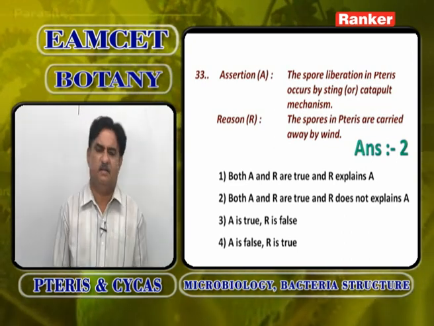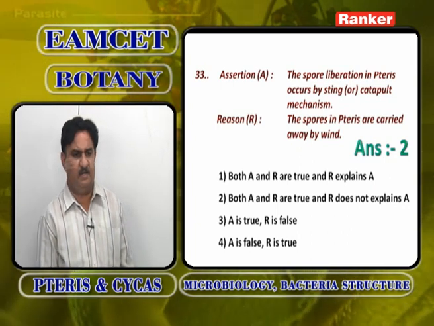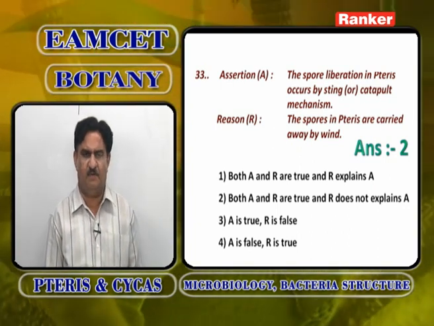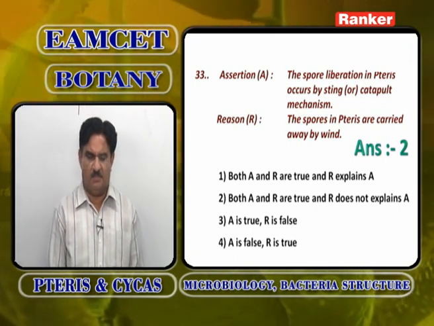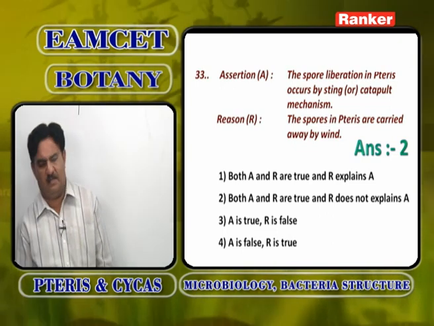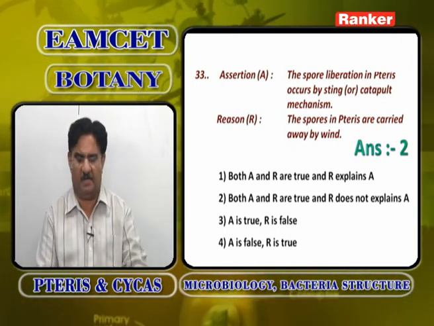So, all these spores get liberated. This bending down of the body and coming back to the normal position by the activity of the annulus is popularly called catapult mechanism or sting mechanism. So, spore liberation in Pteris occurring by catapult mechanism or sting mechanism is very much correct.